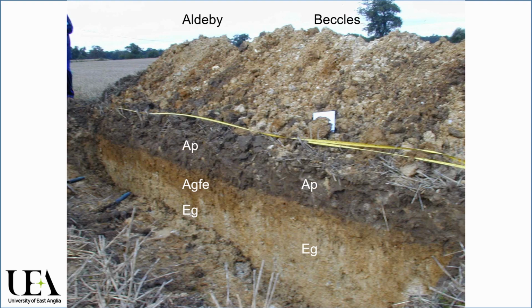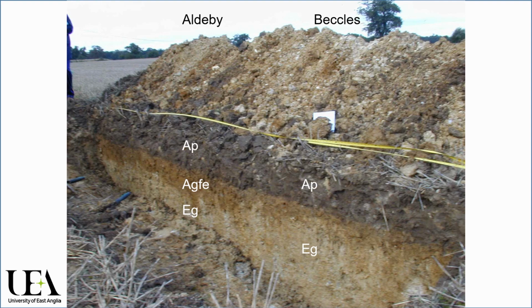The soil profile from the auger boring is a good example of a Beckles soil series, and here you can see how the two soils appear side by side across the landscape. In terms of differences, the Aldby series is slightly more sandy in the topsoil, and this allows more oxygen to enter the soil, and it's given rise to this iron oxide rich layer below the AP horizon. You can see that quite clearly in the photograph.